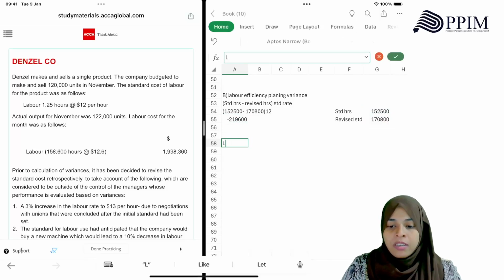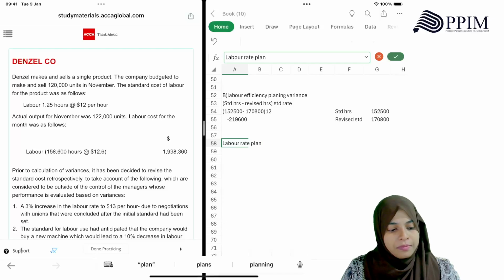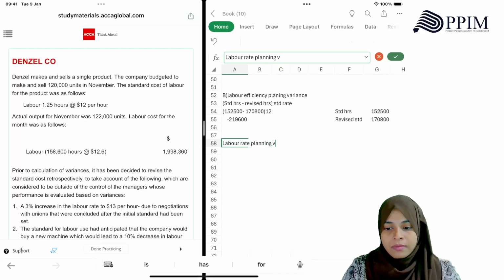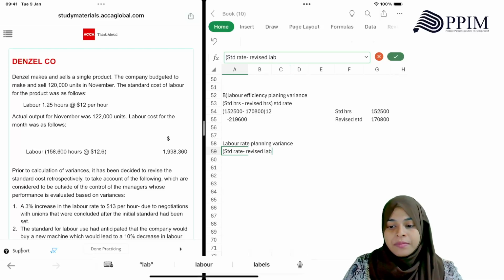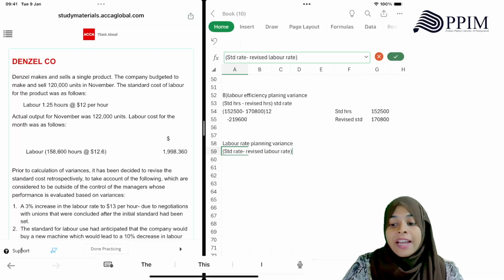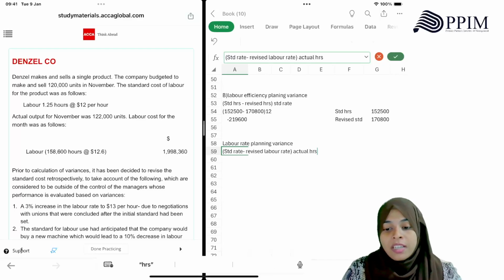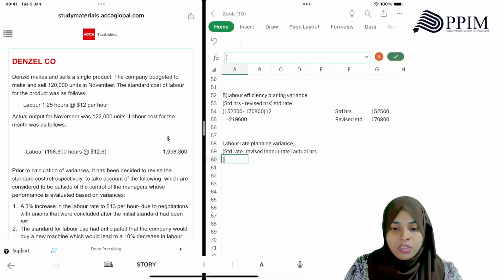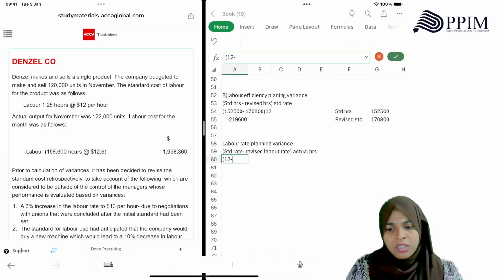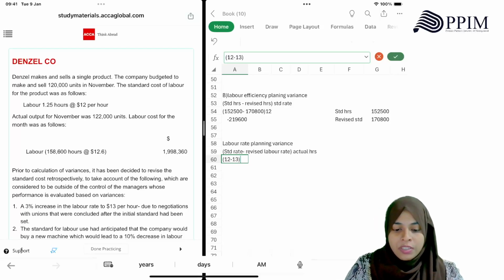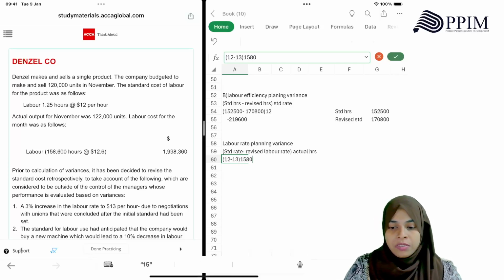What's the labor rate planning variance? Price: standard rate minus the revised labor rate into what? Actual hours. Standard rate was 12. Revised rate was 13. Actual hours was 158,600.